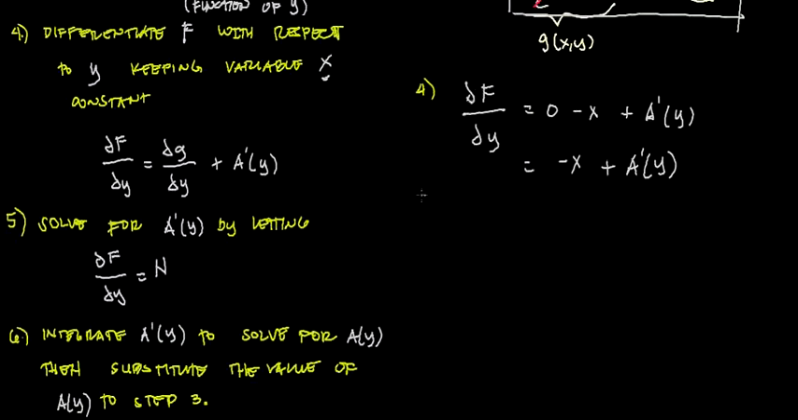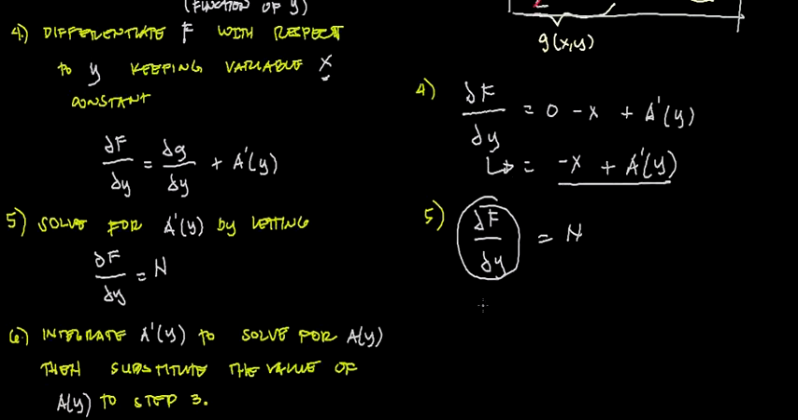Then for step 5, it says here that we need to solve for A(y). So how can we determine the value of A(y)? It says that by letting the partial derivative of f with respect to y equal to N. So we have the partial derivative of f with respect to y is equal to N, wherein our partial derivative of f with respect to y is this part, right? So we have negative x plus A prime of y is equal to our N.